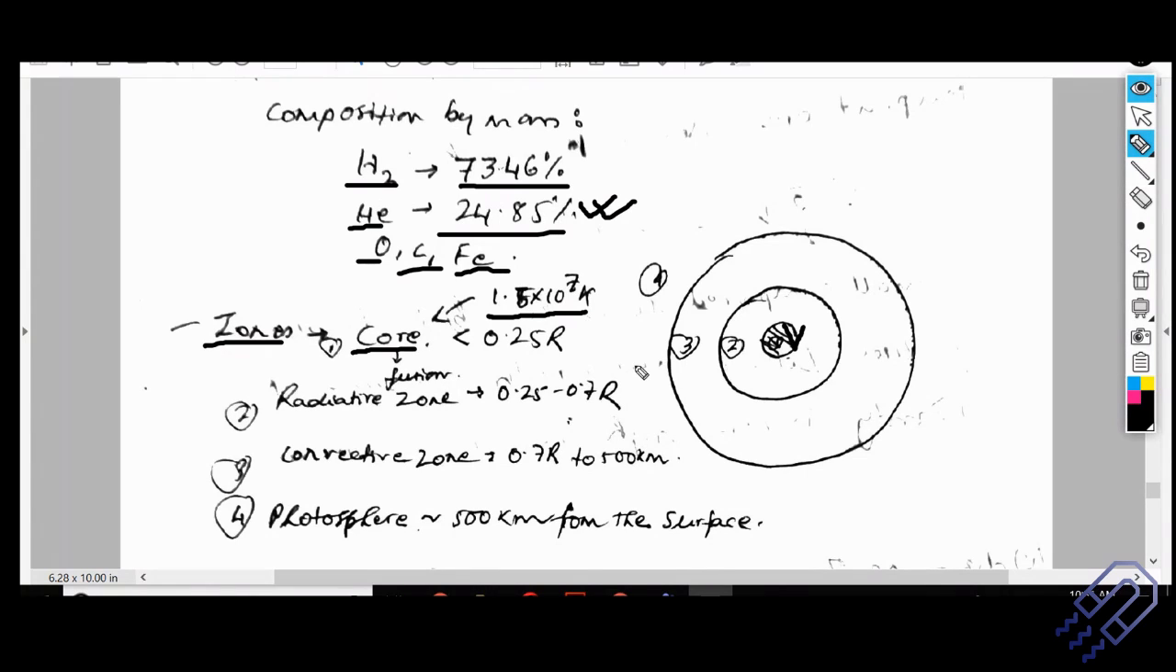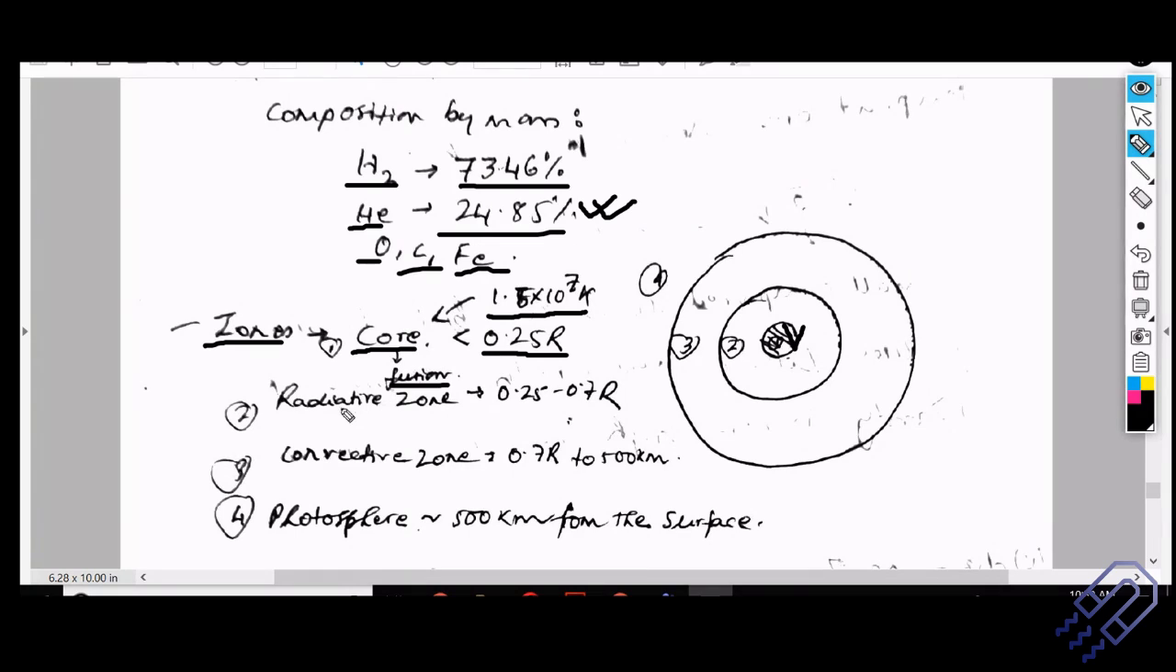The radius of the core is very small. It is less than 0.25 of the entire radius. So if you consider the entire sun, one fourth of it will be the core. And this is where the fusion happens. I think all these points that I've written are important to remember, and in the exam you can easily frame some sentences and write it down. I've compressed all the information in just a few lines.